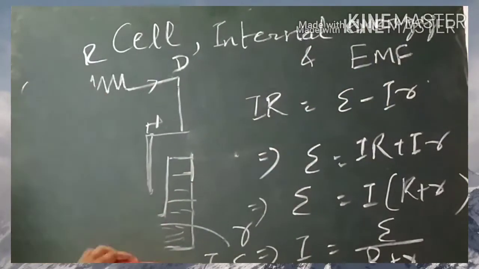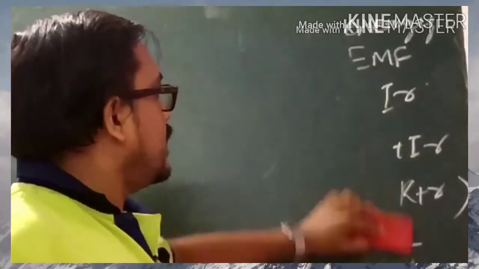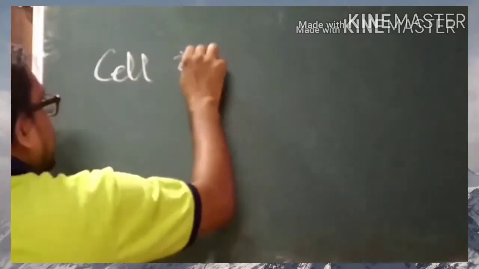Next we have to switch over to the combination of cells, which is cells in series and cells in parallel. Just like resistors are connected in parallel and series combinations, so also cells are connected in series and parallel combinations. So, the cells in series.